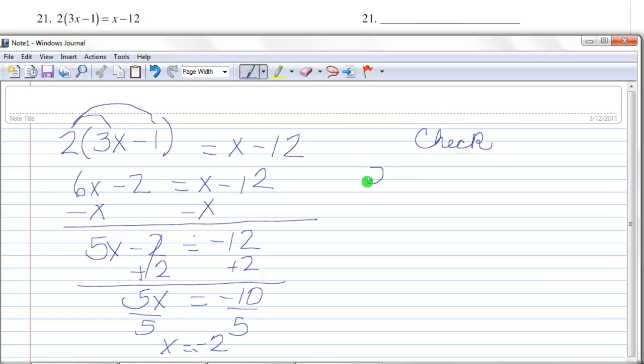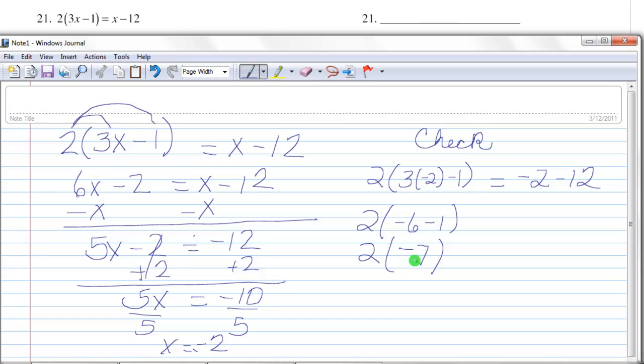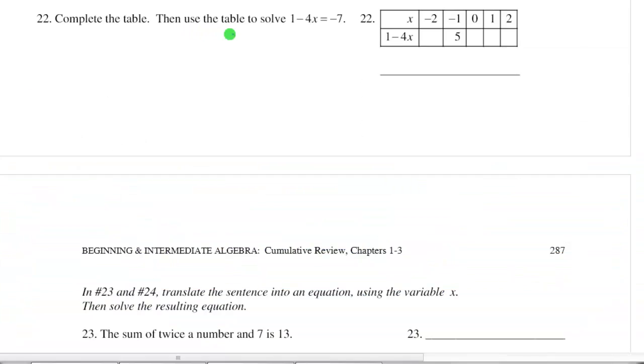So again, we're going to check, and remember, in your test, good idea always to check your answer before you turn your test in. So I'm just going to substitute in the x into the original equation. I'm going to simplify the parentheses first, do the multiplication. 3 times negative 2 is negative 6. Negative 6 minus 1 is negative 7. And then 2 times negative 7 is negative 14. And on the right I have negative 2 minus 12, which is also a negative 14. So that checks.